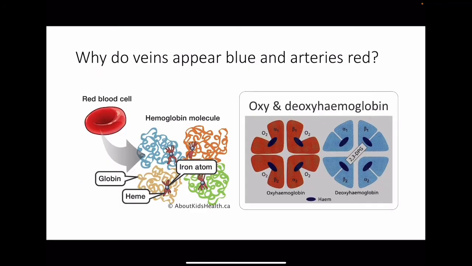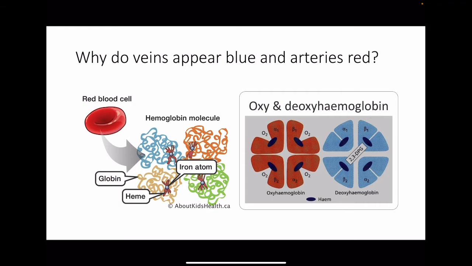So why do we use blue and red here, and why, if you have fair skin or fair enough skin, your veins can sometimes appear blue or purple or green, depending on your skin tone. So why is this? This is a result of an interesting characteristic of the molecule known as hemoglobin.